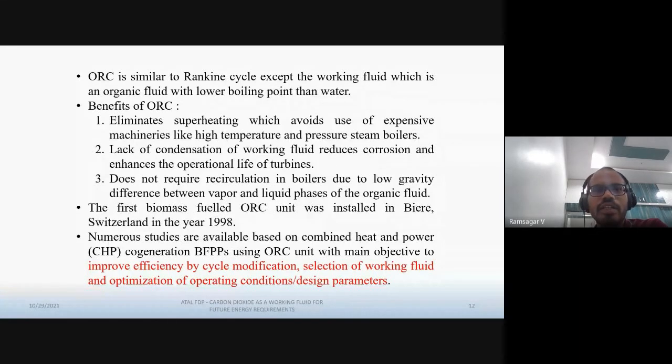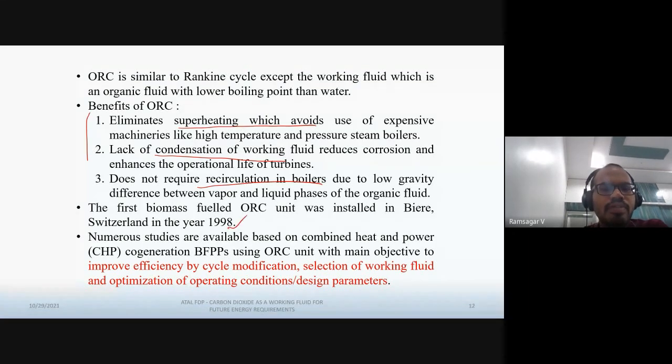Though we are saying for small capacity we have to use ORC, the efficiency of an ORC plant is slightly lower than the steam cycle, right? But it has its own advantages, highlighted here, right? It mainly eliminates superheating, which avoids the use of expensive materials, because this operates in a relatively low temperature region, right? Since we use organic fluid, the condensation temperature will be less, so there is less chance of condensation in turbines, right? The vapor and liquid densities of this fluid are more or less the same, so it doesn't require recirculation in boilers, due to the low density difference between vapor and liquid.